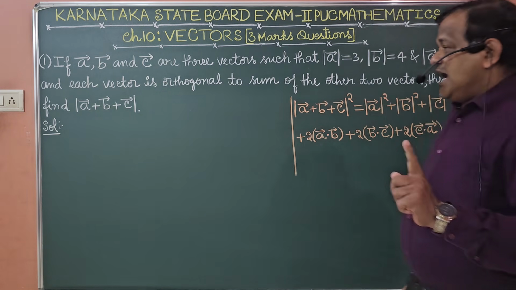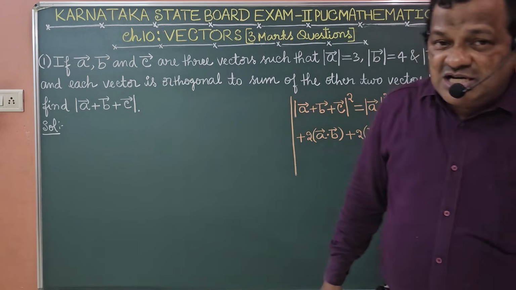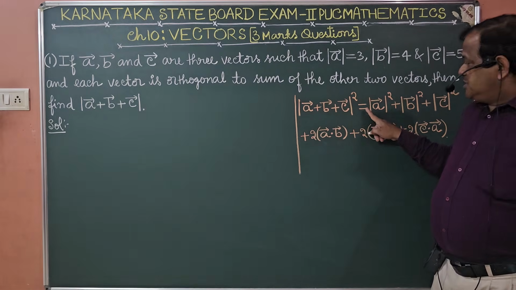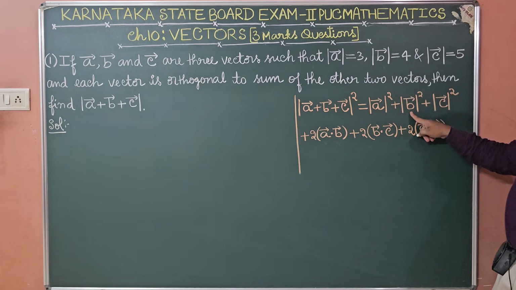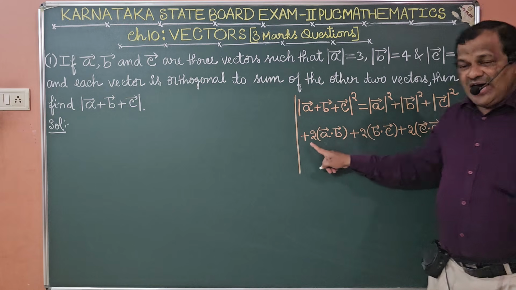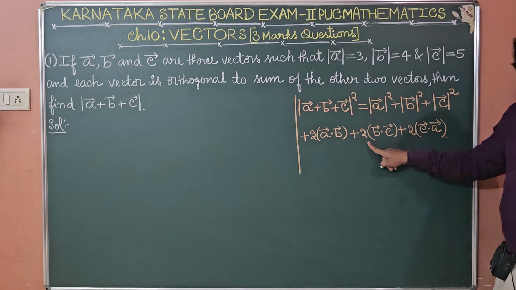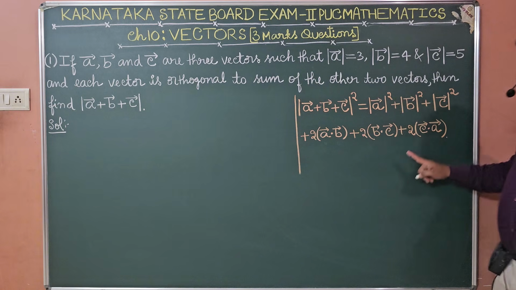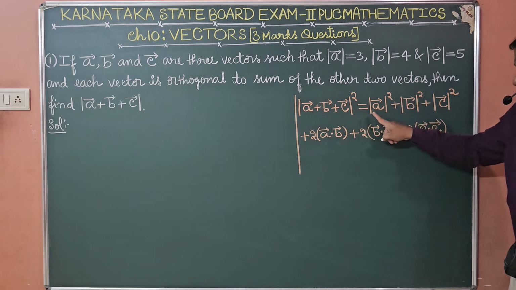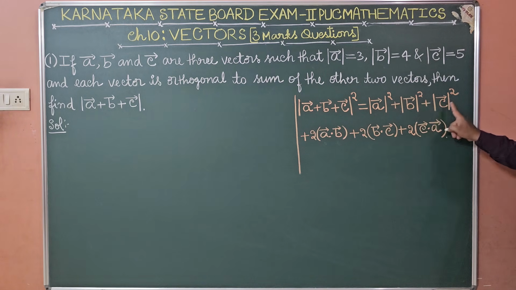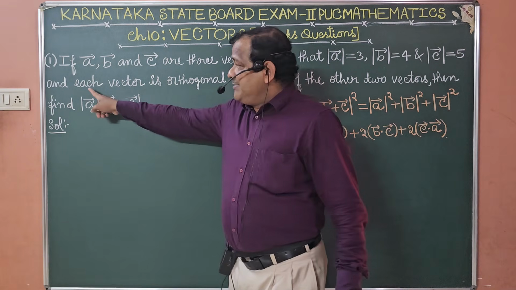See, first I have written the formula. Magnitude of A vector plus B vector plus C vector, the whole square, is equal to magnitude of A vector square plus magnitude of B vector square plus magnitude of C vector square plus 2 into A vector dot B vector plus 2 into B vector dot C vector plus 2 into C vector dot A vector. See, this is the left hand side and from here to here is the complete formula. Now my dear students, I will explain meantime this.